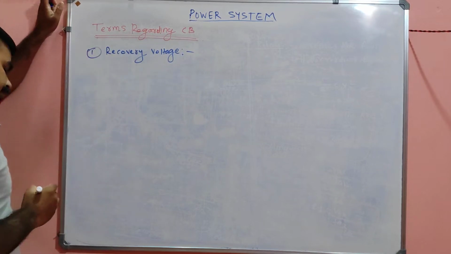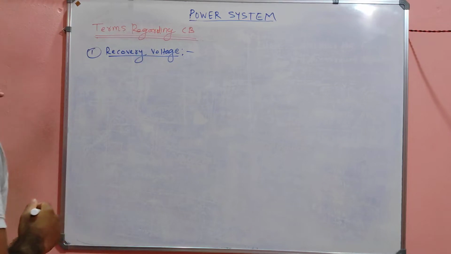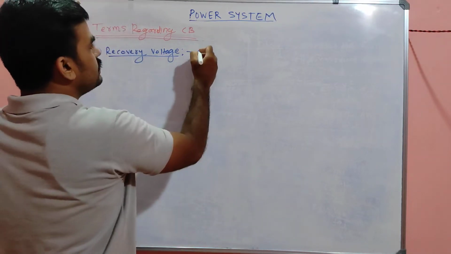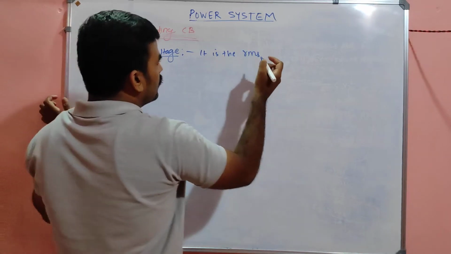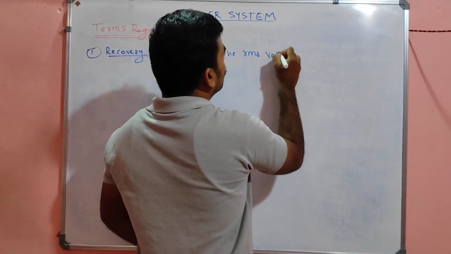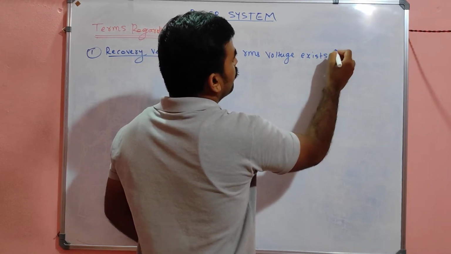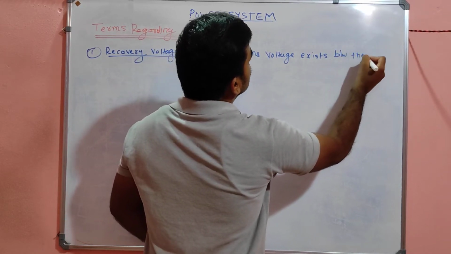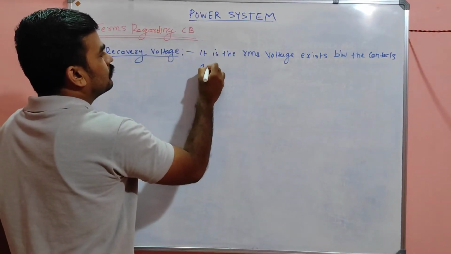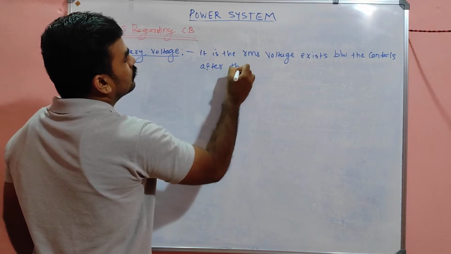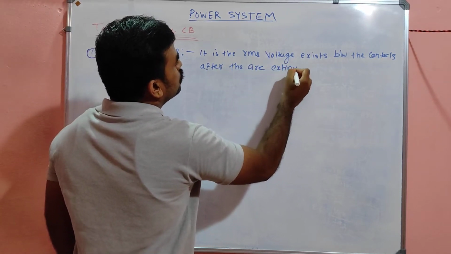Recovery voltage. It is the RMS voltage that exists between the contacts after the arc is extinguished.